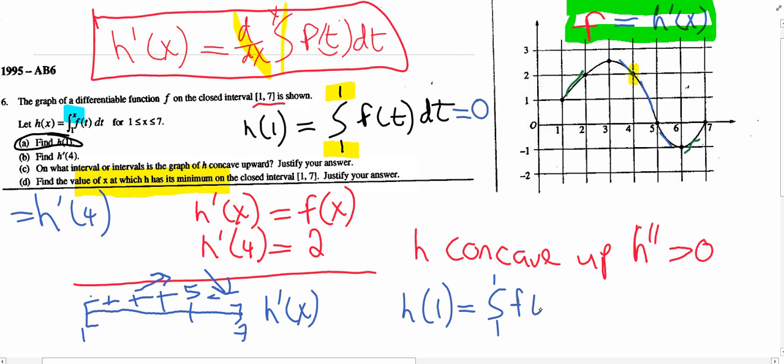The integral of f of t dt, which remember is equal to 0. So h of 1 is equal to 0. And then let's talk about what's happening here. Well, if you start off at 0 and this thing is doing what right here? It's increasing, right? Because this function is positive here, which is the derivative of h. So it's positive there, so it's increasing until it gets to 5, right?